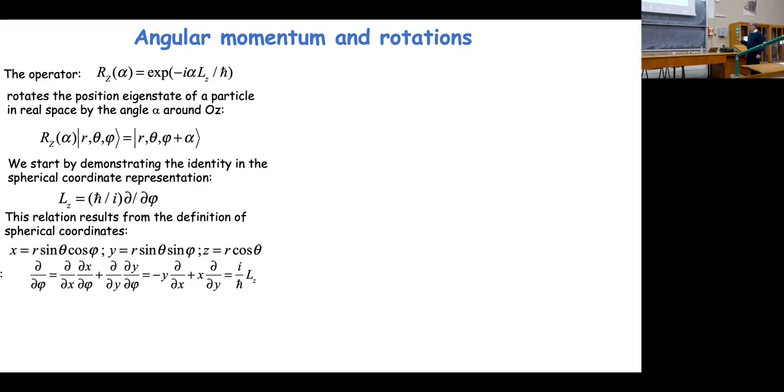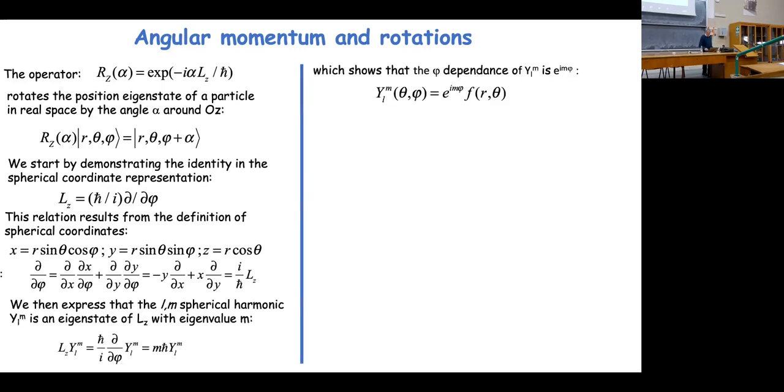So you find this, and this is just xp_y minus yp_x, which is the z component of the angular momentum. So you find that indeed the derivative with respect to phi is proportional to Lz. And now this allows us to find a very simple property of the spherical harmonic.